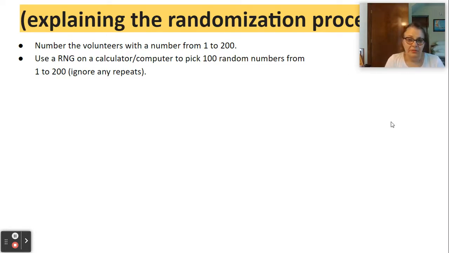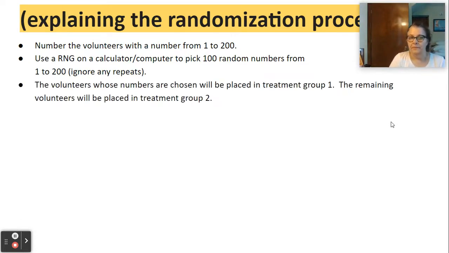And you also have to ignore any repeats, because remember, if you're using a random number generator and you're just randomly selecting numbers from 1 to 200, the number 1 could come up more than once. So you have to say ignore any repeats. And then you have to say what you're going to do with them. So I would say that the volunteers whose numbers are chosen will be placed in treatment group 1, and then the remaining volunteers will be placed in treatment group 2.